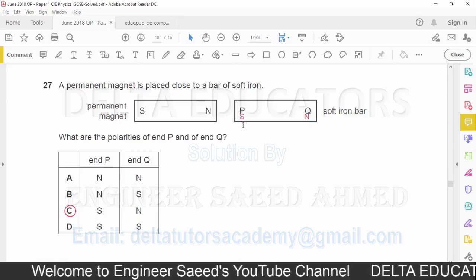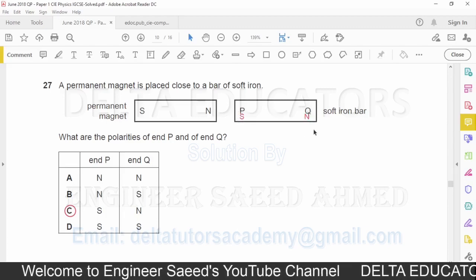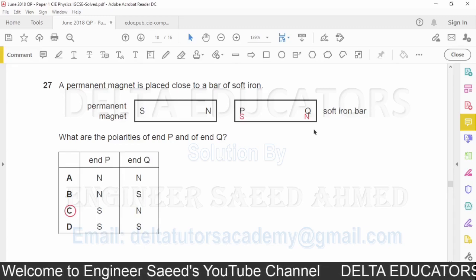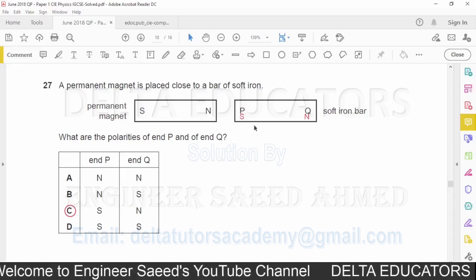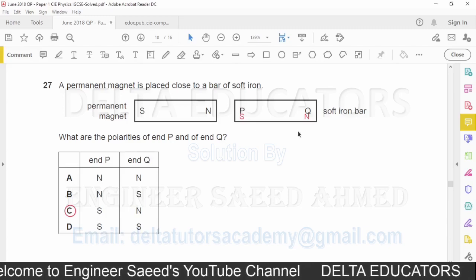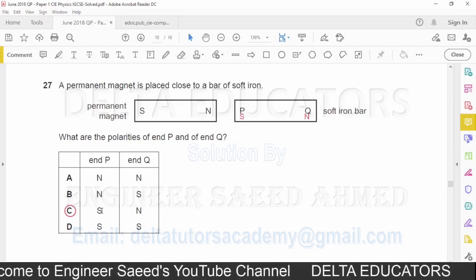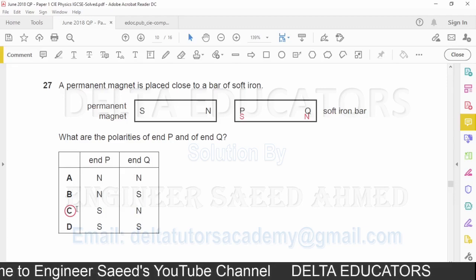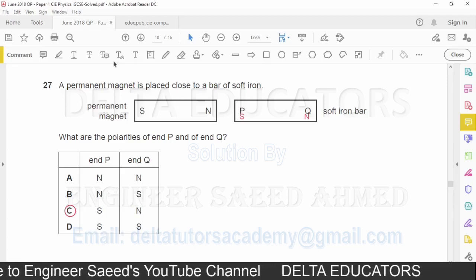Since a south pole is developed here, on the other end of this soft iron bar the opposite pole, north pole, will be developed. So at P it will be a south pole, at Q it will be a north pole. At the end P south pole, at the end Q north pole. It is given in option C. So the correct option is option C.